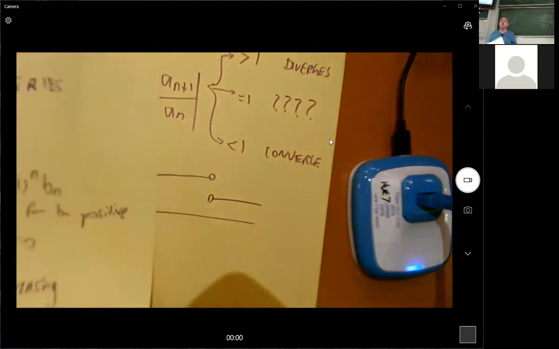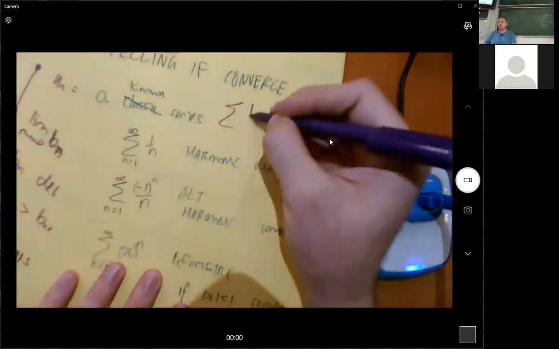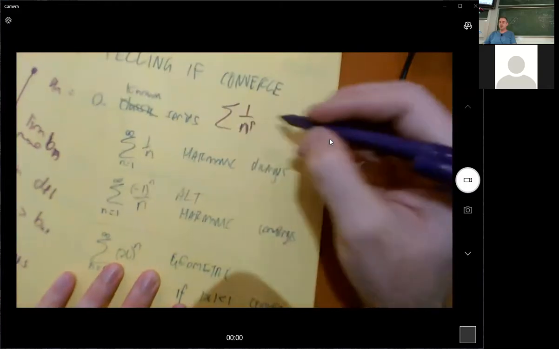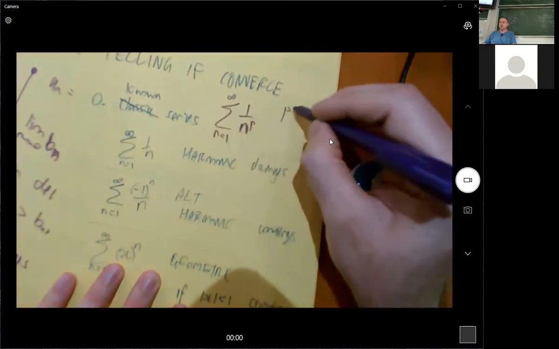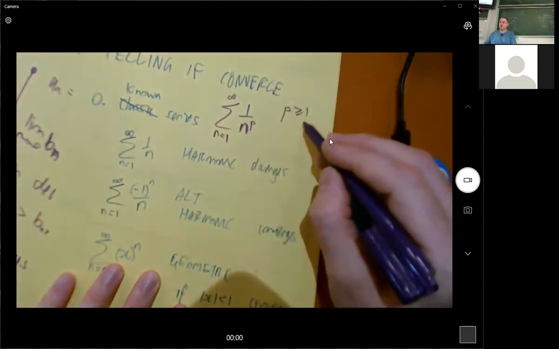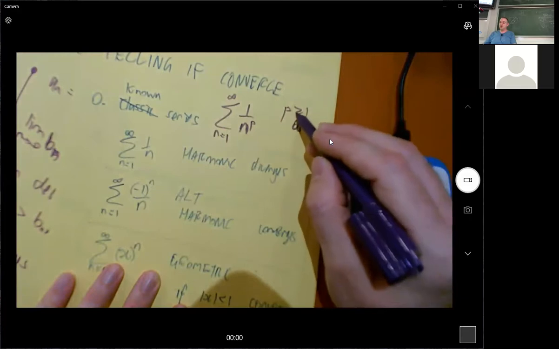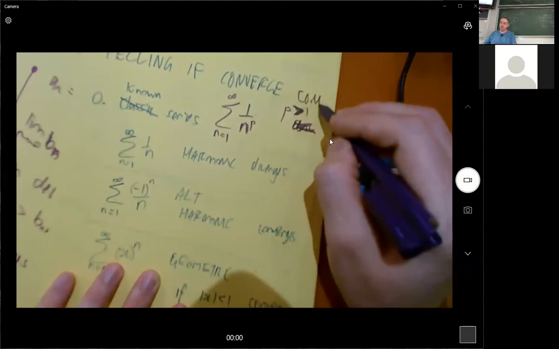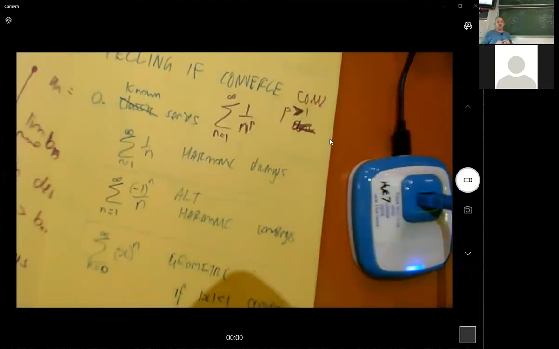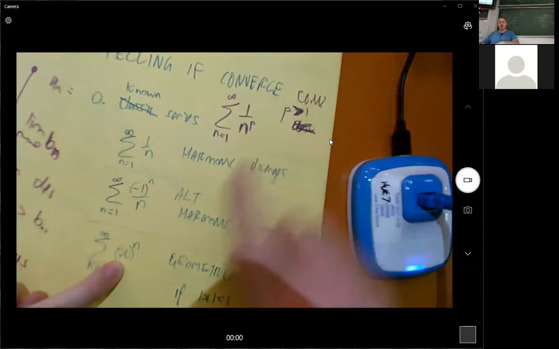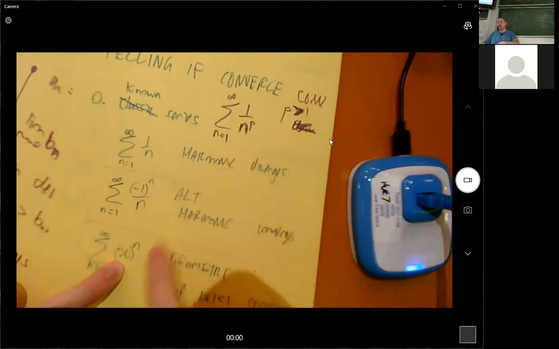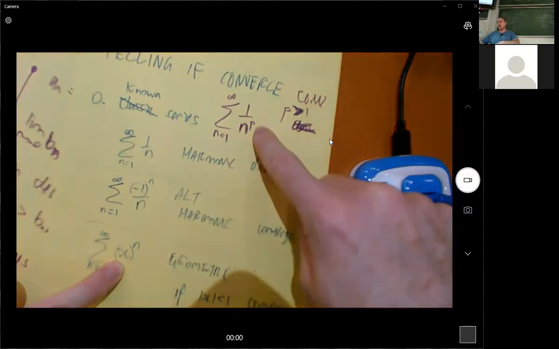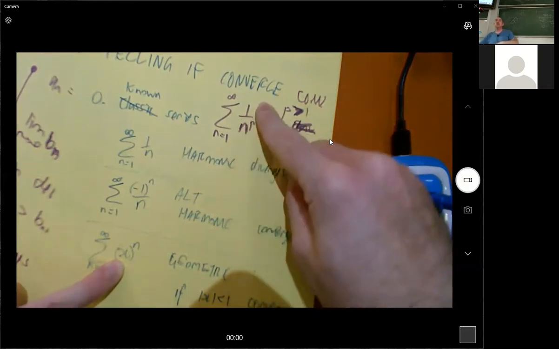Oh, I missed one of the classic series. I always forget the p-series. If p is greater than 1, it converges. It has to be strictly greater than. And if p is less than 1, it diverges. It's important to point out that this one is different to the geometric series, in that in this one the n is in the base, and in the geometric one the n is in the power. In the geometric series the x is a constant, and in this one the p, the exponent, is a constant. So that's what makes them different.